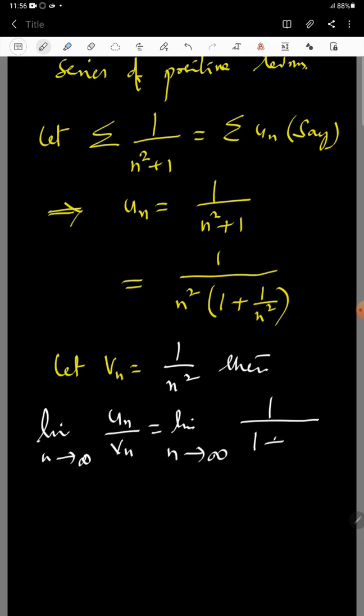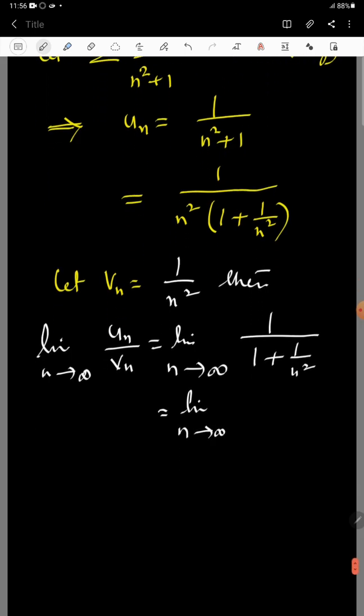1 by 1 plus 1 by n square. And you all know we are right now revisiting, this is nothing but the revisit of limit comparison test. So limit is applied to this one. I will now directly substitute the value of the limit. So that is equal to 1 by 1 plus 0. This is 1. This should not be equal to 0. That is our requirement.